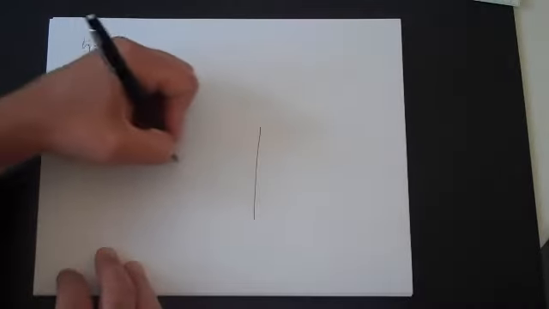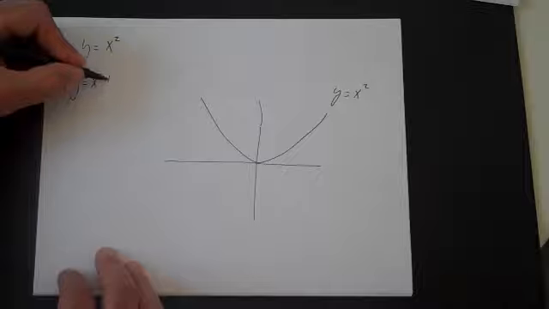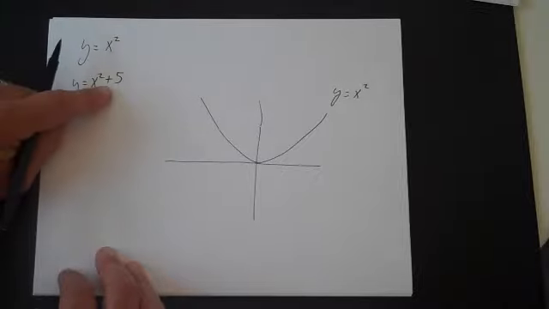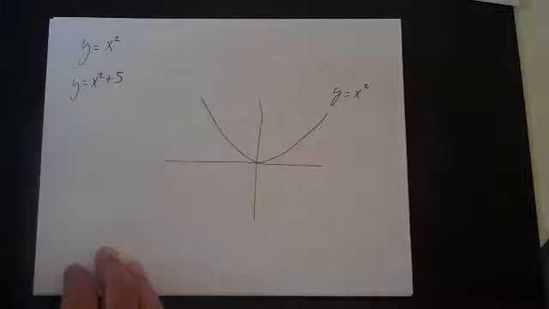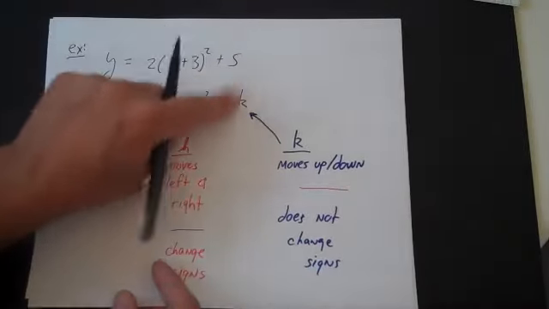If we look at the same problem, but we look at it in terms of k, again, here you have y is equal to x squared. If you had y is equal to x squared + 5, that's going to be a k. Notice that you know that that's a k because it's outside the square. So since it's outside the square, what it's going to do is move it up 5. And remember, that doesn't change signs. 1, 2, 3, 4, 5, and it looks something like this.